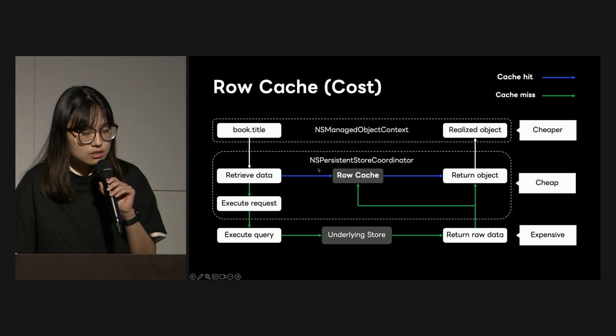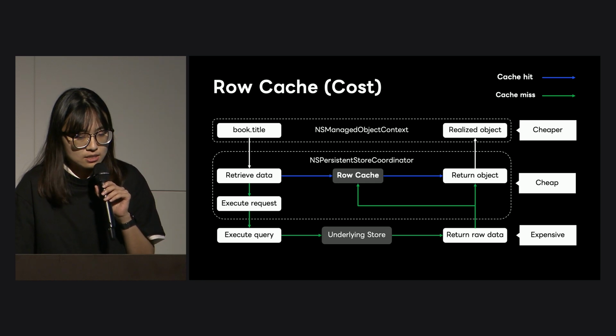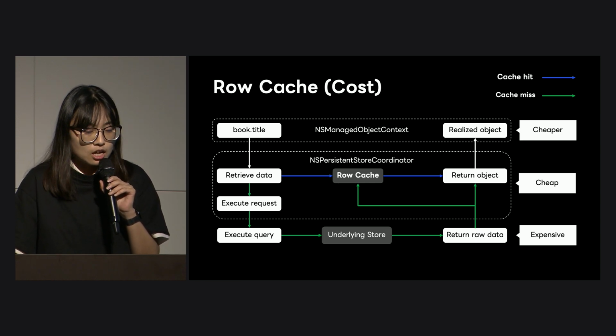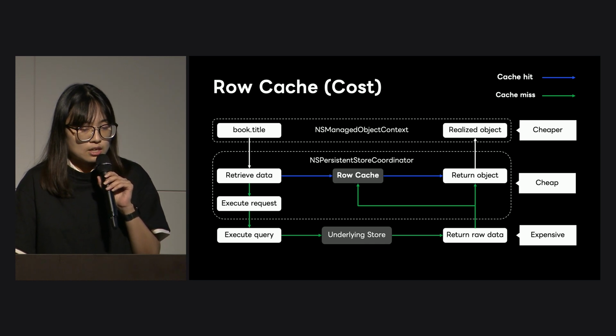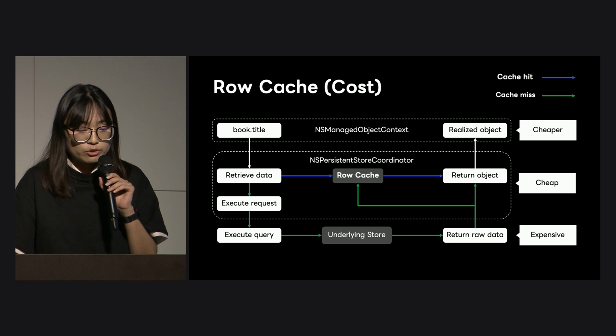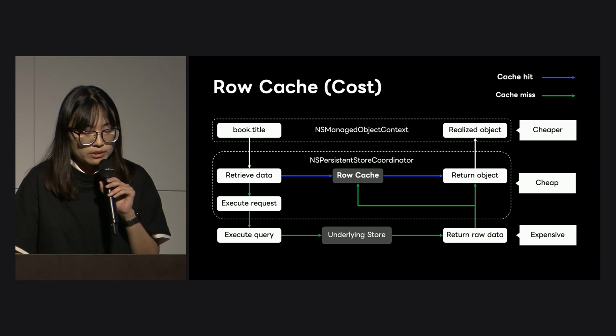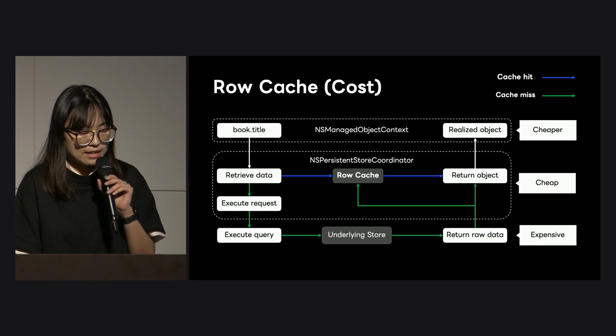Retrieving data from the underlying store involves an I/O process, which can be costly. In contrast, using the row cache is much more efficient and less expensive, since the data is already in memory. So, the combination of faulting and the row cache helps core data balance memory usage and performance effectively.